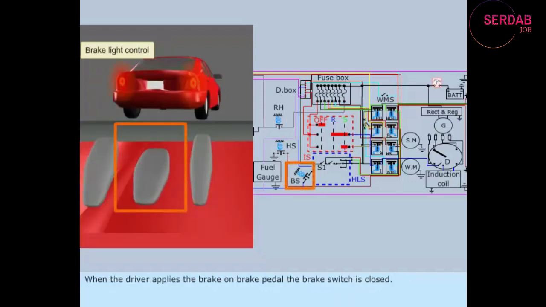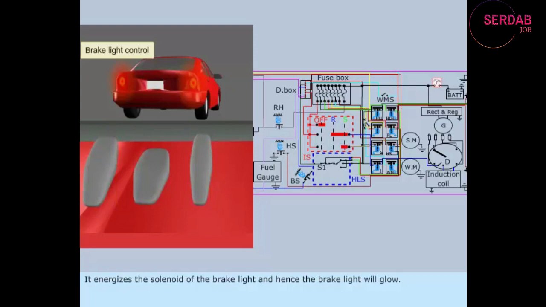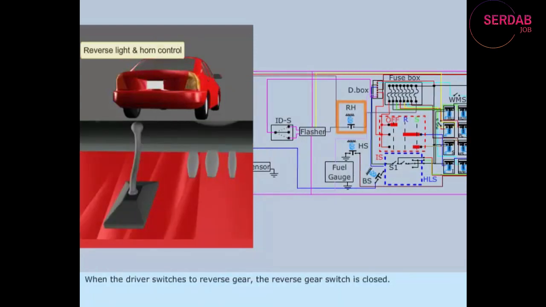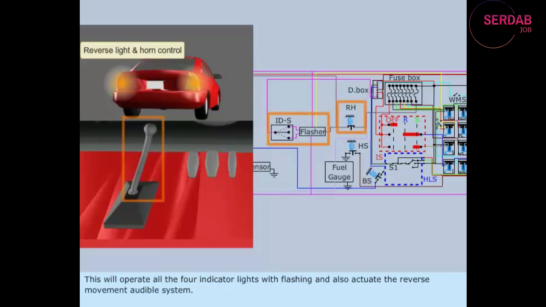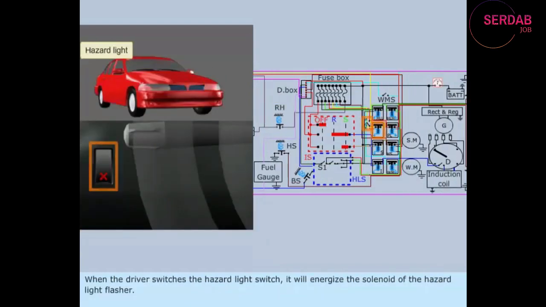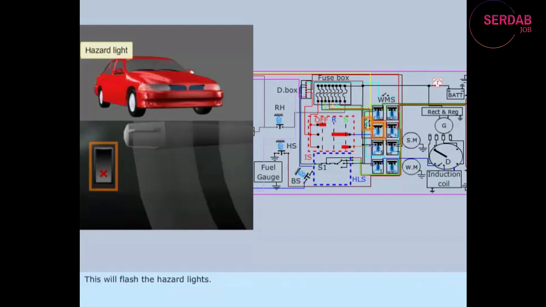When the driver applies the brake on brake pedal, the brake switch is closed. It energizes the solenoid of the brake light and hence the brake light will glow. When the driver switches to reverse gear, the reverse gear switch is closed. This will operate all the 4 indicator lights with flashing and also actuate the reverse movement audible system. When the driver switches the hazard light switch, it will energize the solenoid of the hazard light flasher. This will flash the hazard lights.